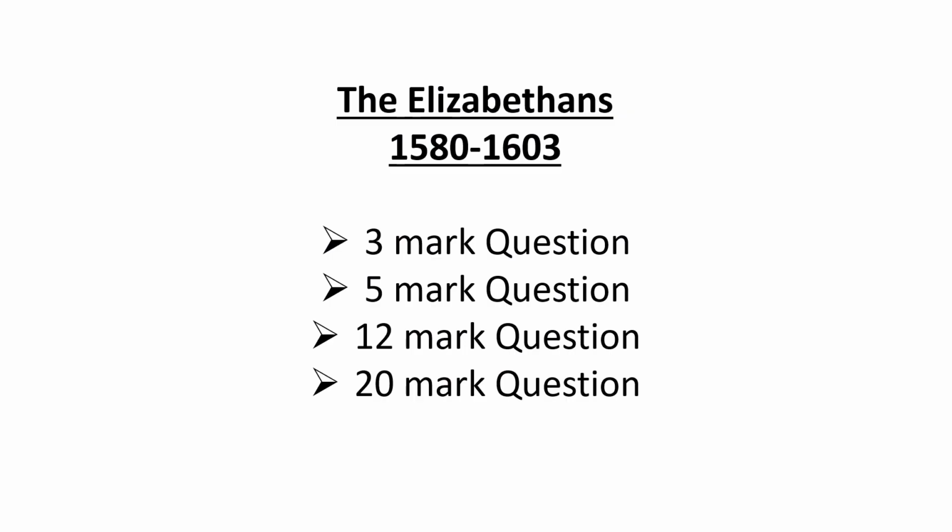So for the Elizabethan paper, you will have one 3-mark question, one 5-mark question, one 12-mark question, and then you will have two 20-mark questions of which you have a choice between which one you would like to answer. So you only select one of the 20-mark questions, and obviously you will pick the one that you think is the best one to answer.